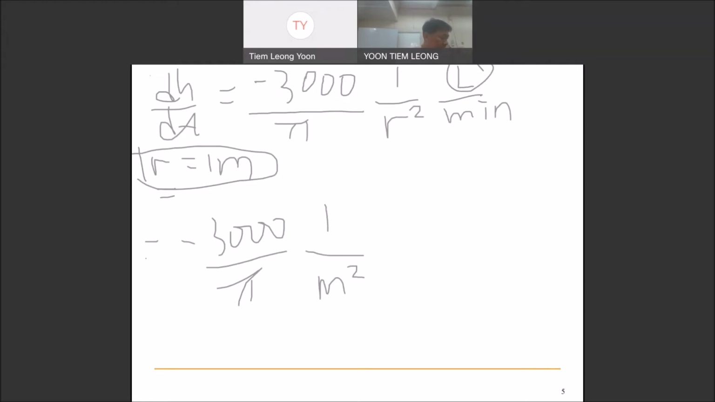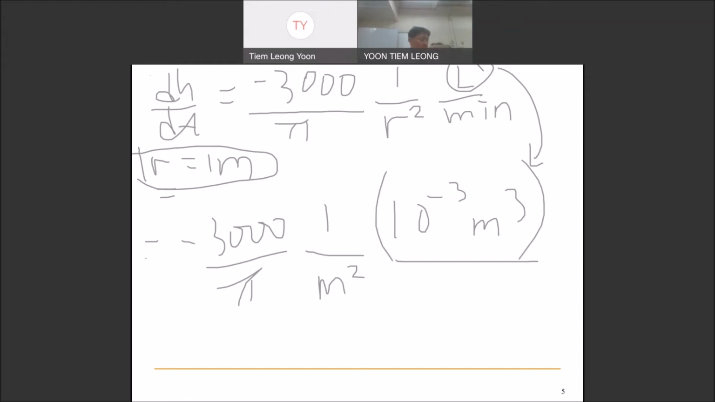So 1 liter is 10 to the power of minus 3 meter cube. That is the value for liter. Then you have to deal with the minutes and seconds. If you need it in seconds, you just divide it by seconds. If not, then you just retain it as minute.